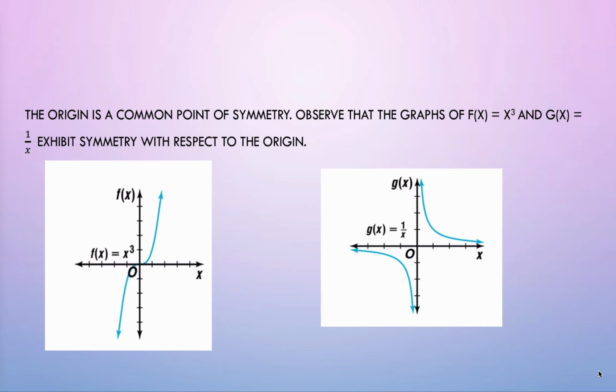The origin is a common point of symmetry. So here are the graphs of f of x equals x cubed and g of x equals 1 over x. This point goes through the origin, and there's the symmetric point. This point, you draw a line through the origin, and there's the symmetric point. Same thing here.